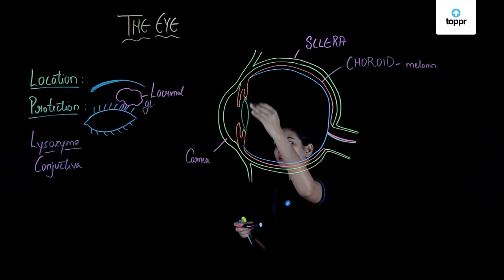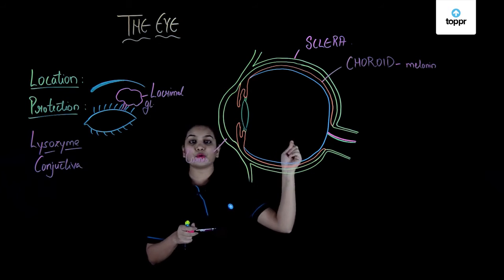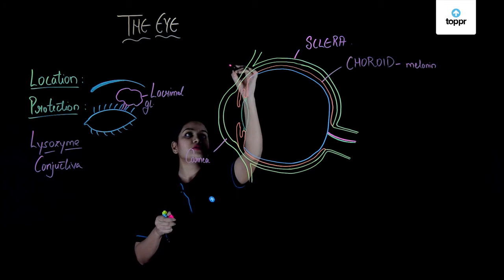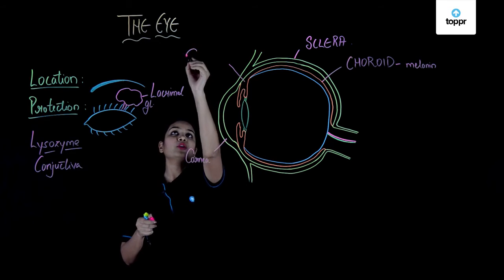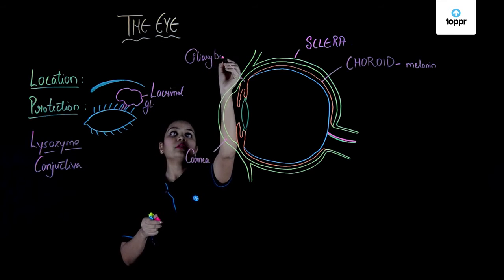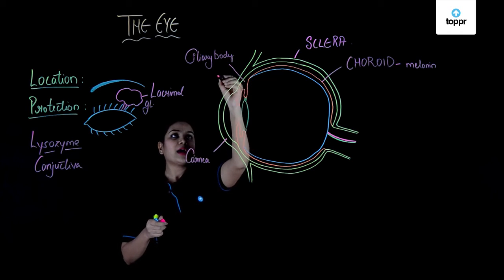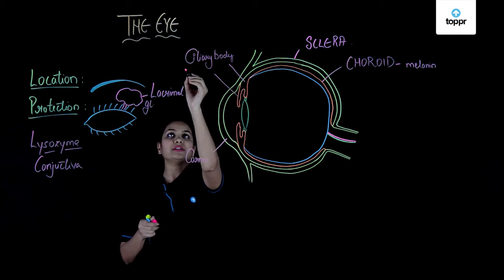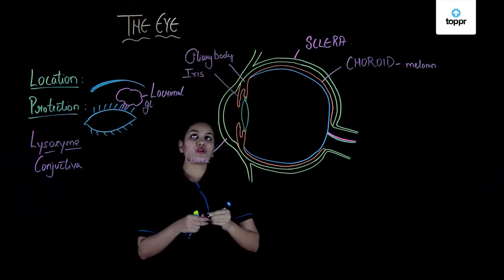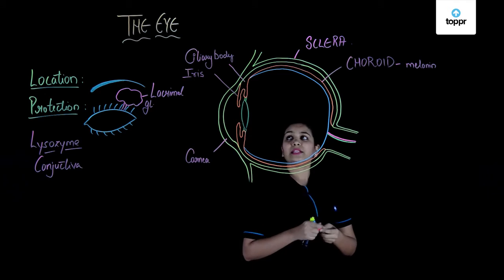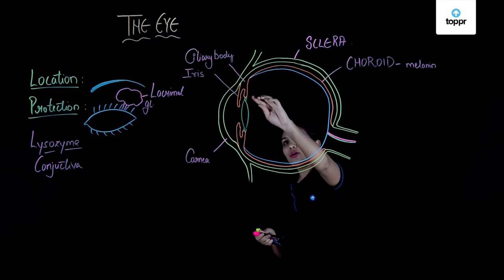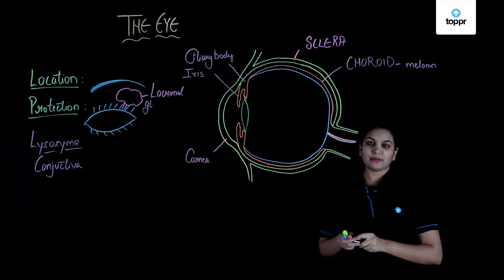Now when we come to the frontal part, we see that the extension of choroid forms two types of structures. The first structure in here is what we call the ciliary body, and this other extension in here is the iris. So let's first talk about the ciliary body. The ciliary body is composed of muscles, and from them emerges the suspensory ligament.